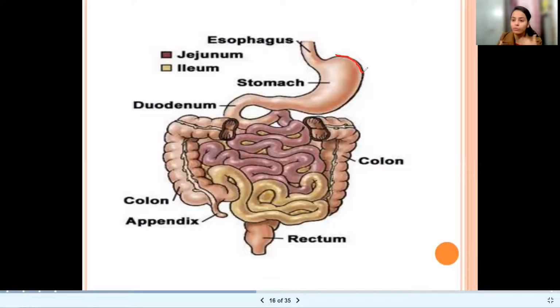Now we have moved on to the small intestine, right? You can see here that the small intestine is a coil-like structure. Mainly the bile juice is secreted into the small intestine, where it helps in the digestion of fats into fatty acids and glycerol.